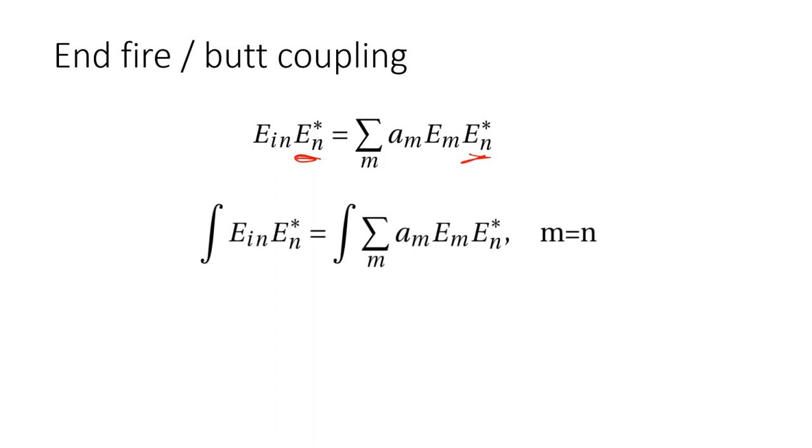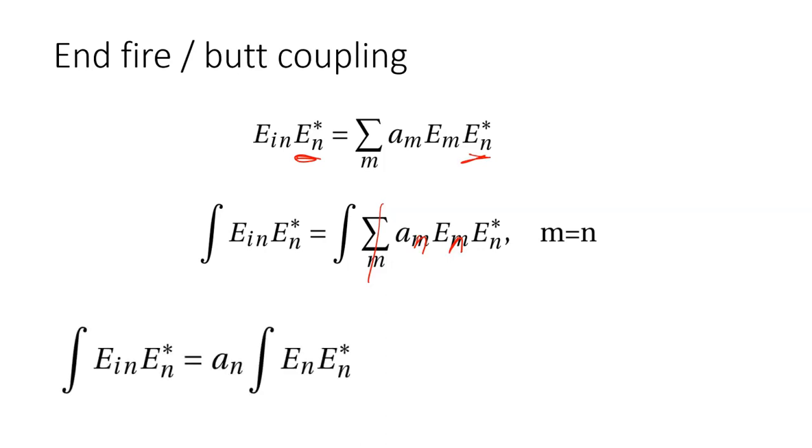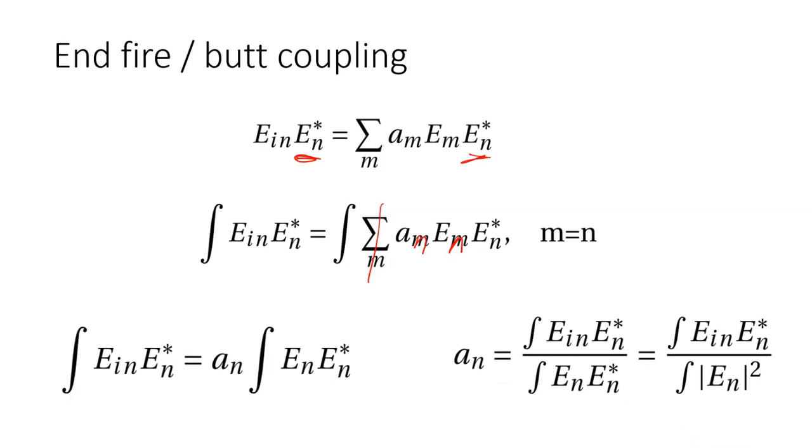Next, we integrate both sides and use orthogonality. We can see that by replacing m's with n's, the sum can be removed and the amplitudes of each mode can now be written using the mode fields as, so the amplitude constant can be evaluated from the incident field and the mode field in question.